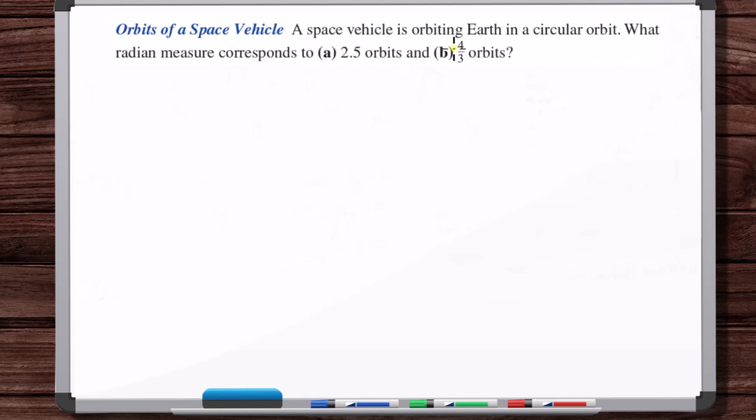A space vehicle is orbiting Earth in a circular orbit. What radian measure corresponds to 2.5 orbits and 4/3 orbits? Well, think about what they're saying here. 2.5 orbits, 4/3 orbits. What's an orbit? That's a full rotation. So what is 2.5 full rotations in radians? That's 2.5 times 2 pi. 2.5 is 5 halves. So 5 halves times 2 pi, that's 5 pi. 4/3 orbits, that's 8/3 pi.